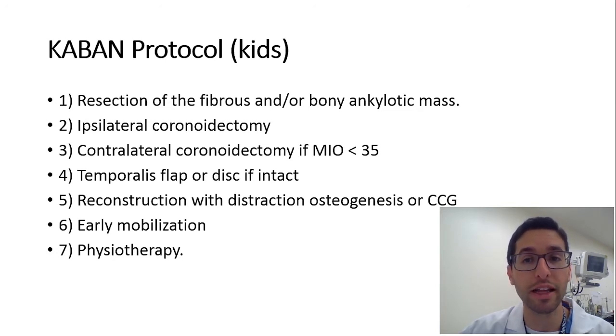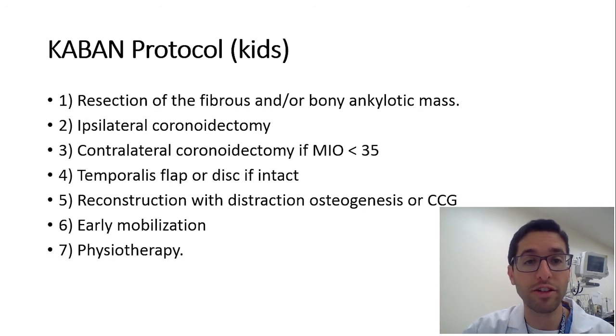You just resect the ankylotic mass and you do a coronoidectomy on the side of trismus. If that doesn't help you give enough of an MIO, then you'll do a contralateral coronoidectomy. Steps 4, 5, 6, and 7 all have to do with the reconstruction. So now that the mass is gone, the ankylosis is released, now you got to think about reconstructing it.